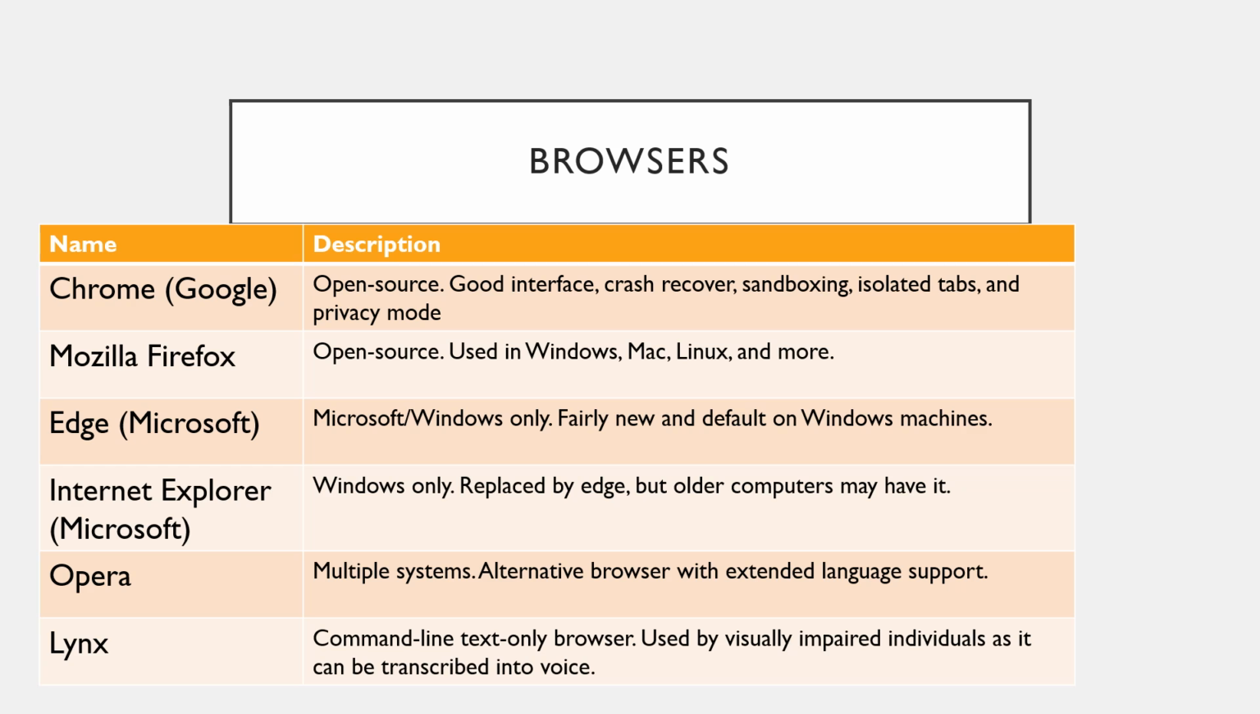Alright, now as you know, we have multiple browsers. We have Chrome. It's open source, with a good interface, crash recovery, sandboxing, isolated tabs, and privacy mode. This is one you're probably most familiar with. We have Firefox, also open source, used by Mac, Windows, and Linux. Edge, that's from Microsoft. That's the newer version, fairly new, and it's default on your Windows machines.